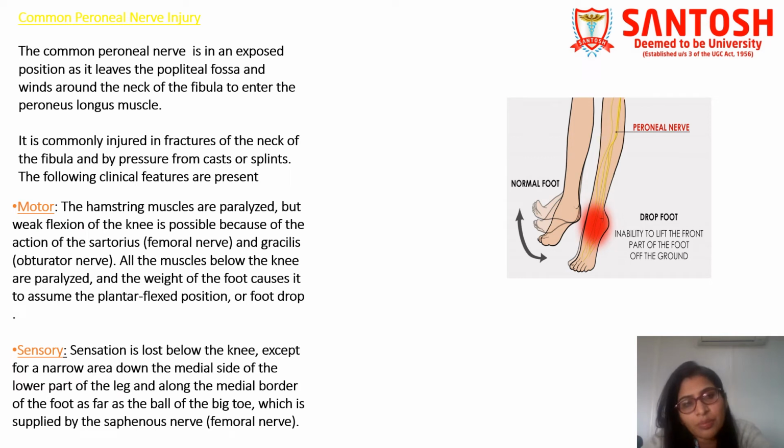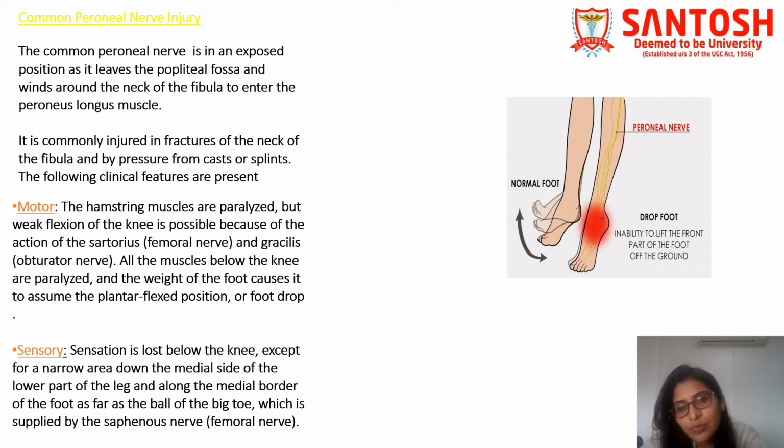Coming to the common peroneal nerve injury, the common peroneal nerve is in an exposed position as compared to the tibial nerve, as it leaves the popliteal fossa and winds around the neck of the fibula to enter the peroneus longus. Where is it commonly injured? It is injured in fractures of the neck of the fibula, and it can be injured by pressure from the cast or the splints.